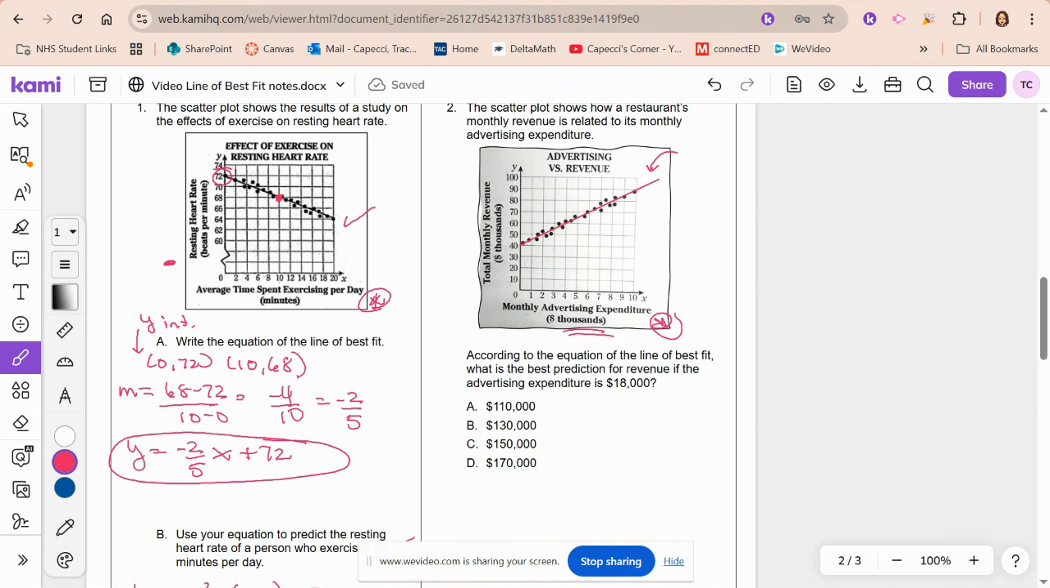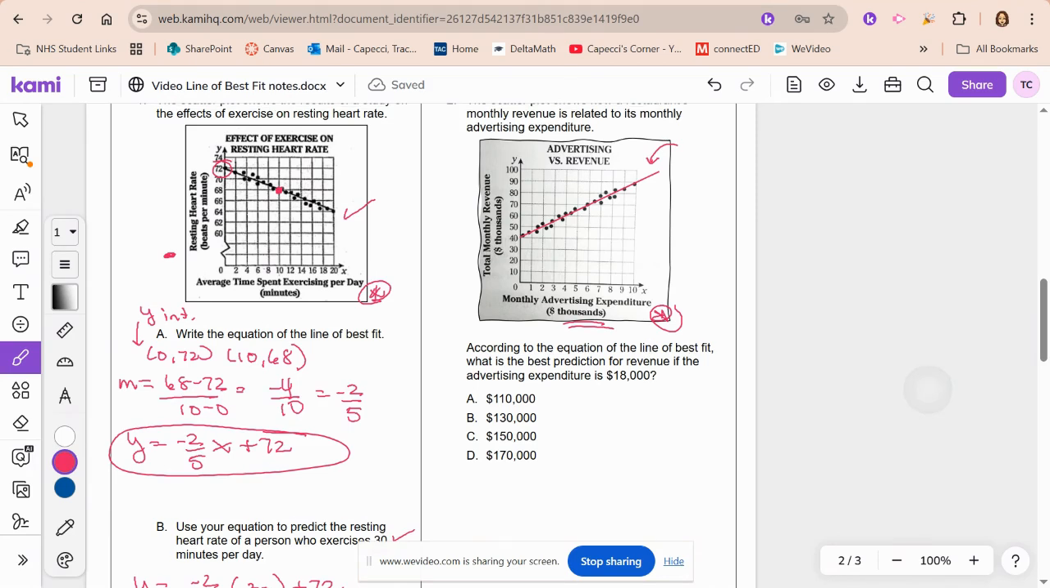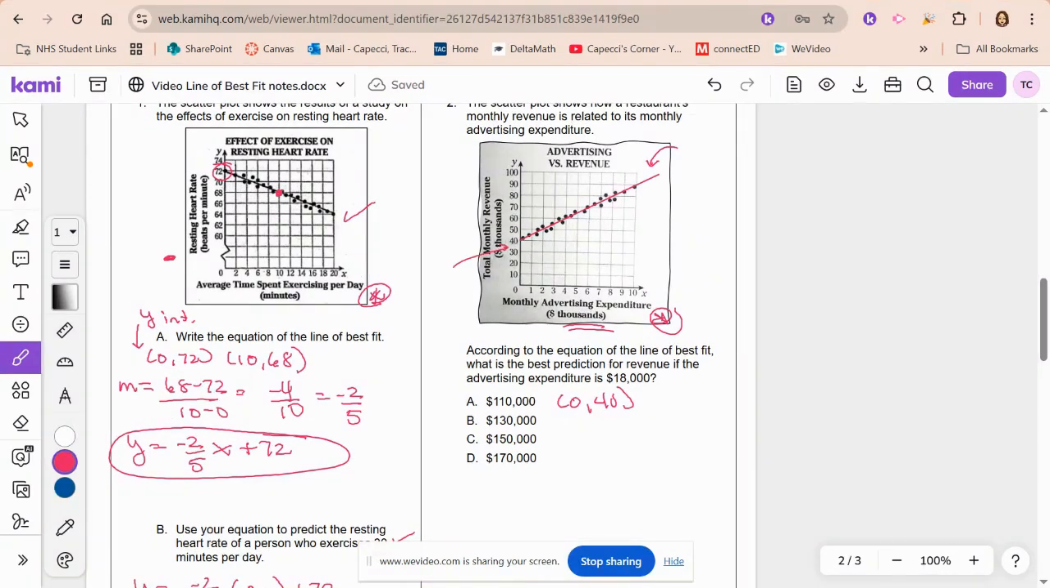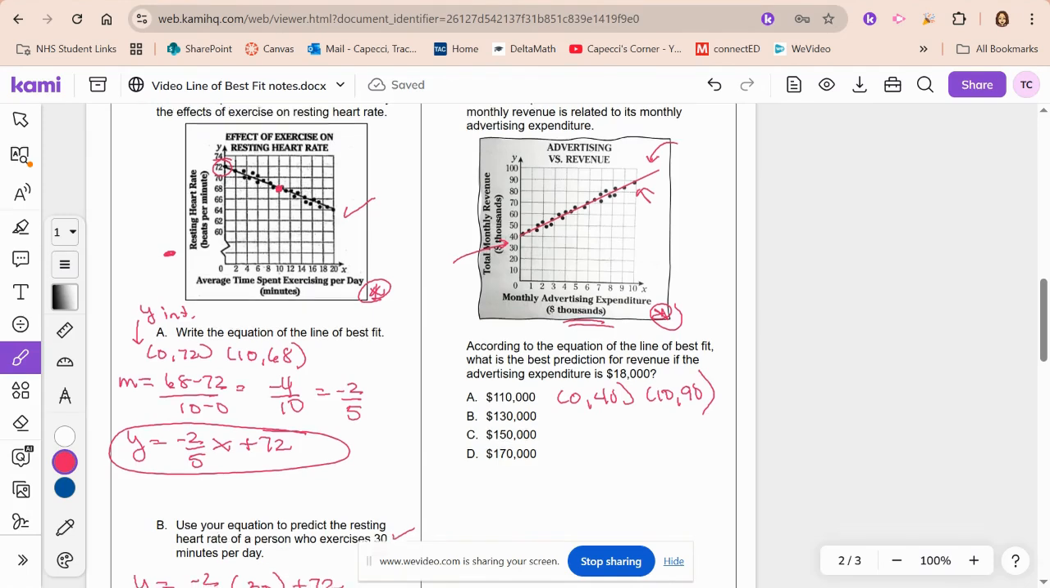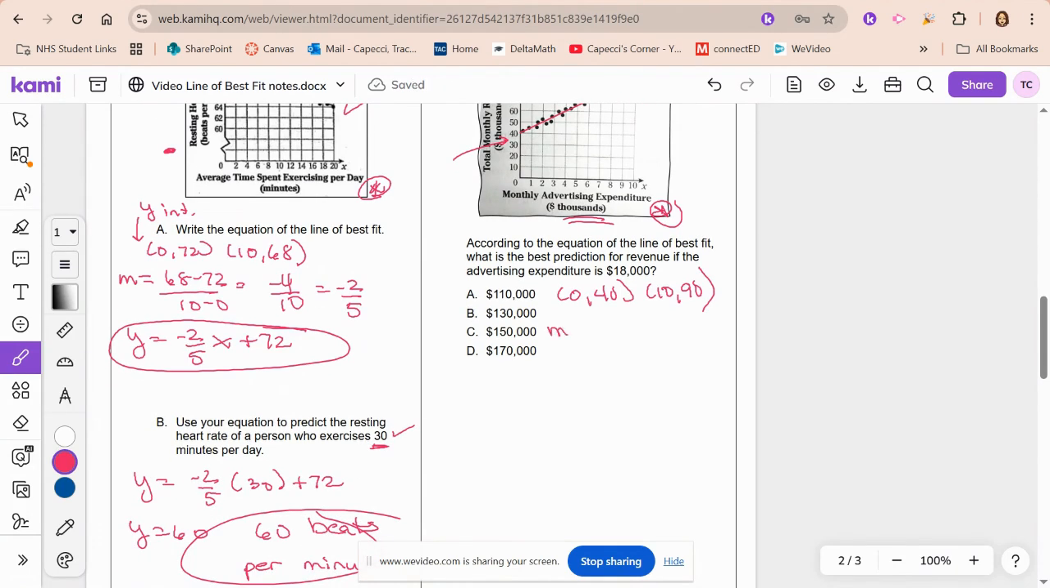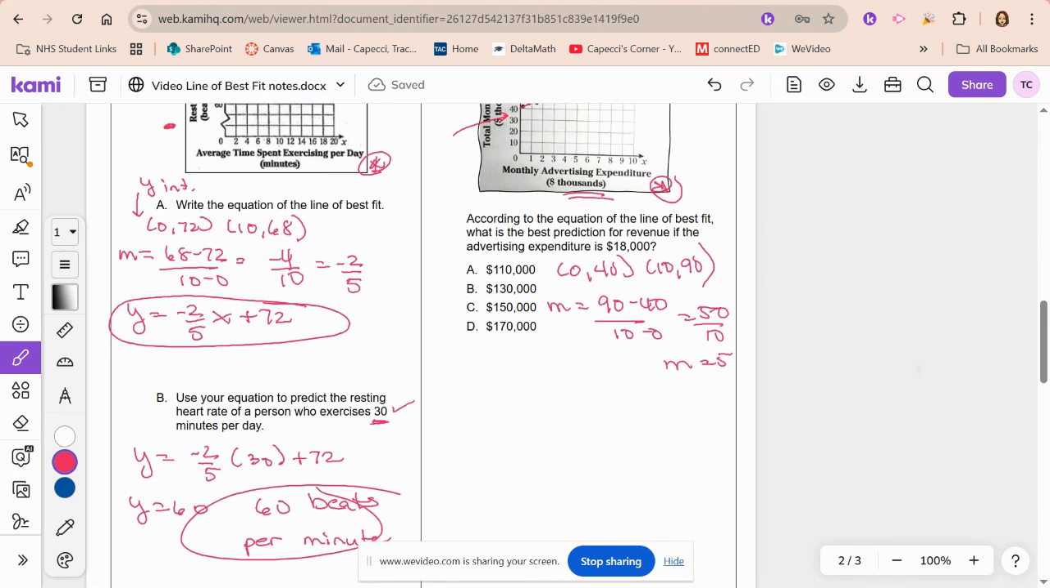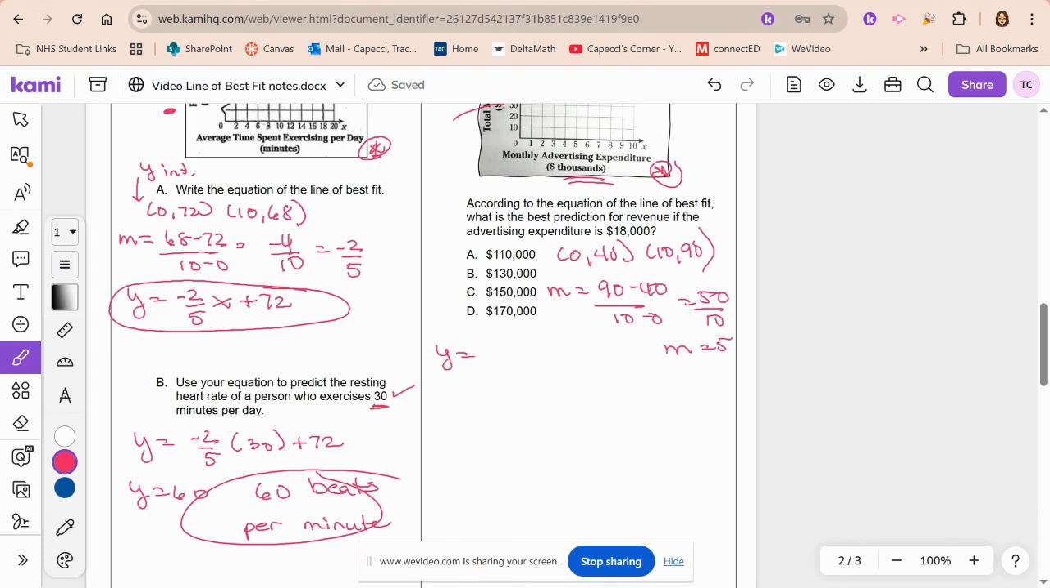advertising expenditure is $18,000? So again, I'm going to get points that seem like they're in the corner of the box, so I'm going to use (0, 40). That's the y-intercept there. And the other one I'm going to grab is right here, this (10, 90). Slope is equal to 90 minus 40 over 10 minus 0. So that gives me 50 over 10. So the slope is equal to 5. Now, I do have my y-intercept, so I can go right to that.